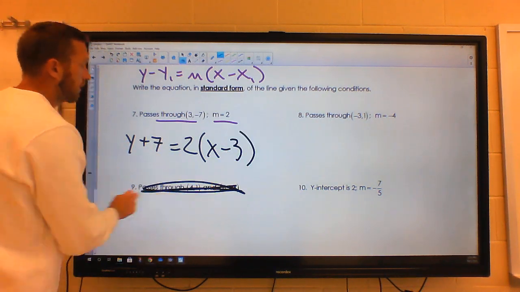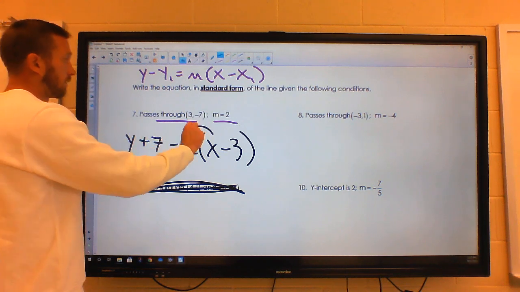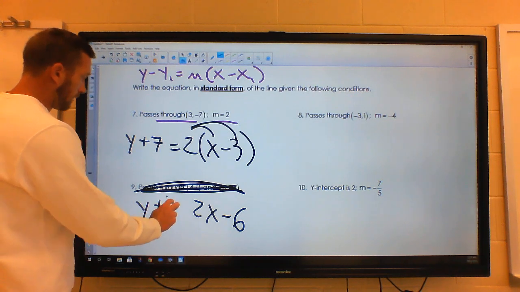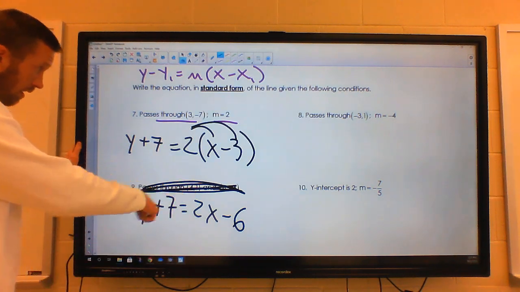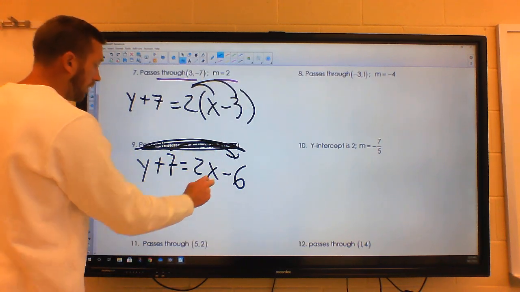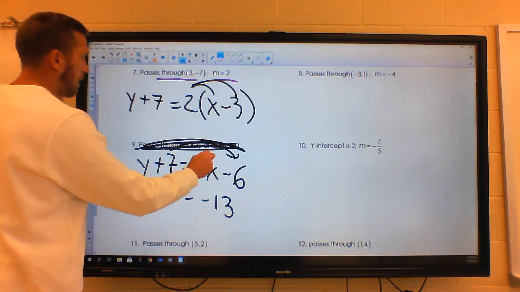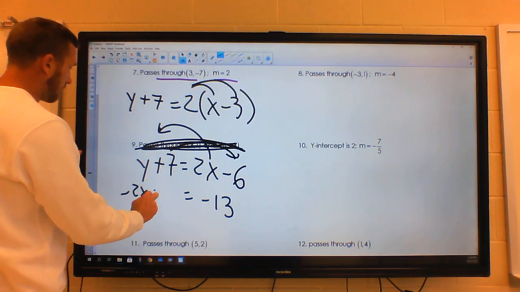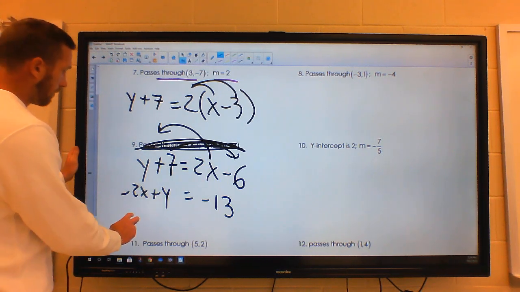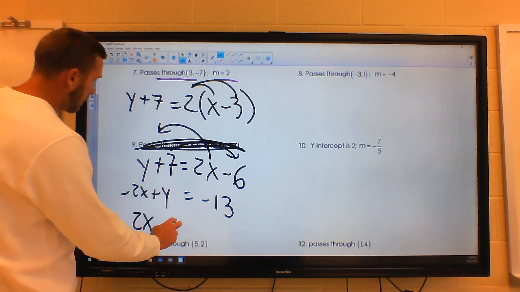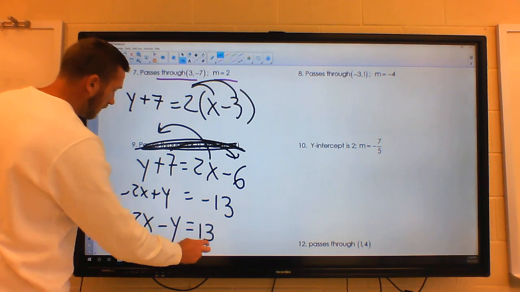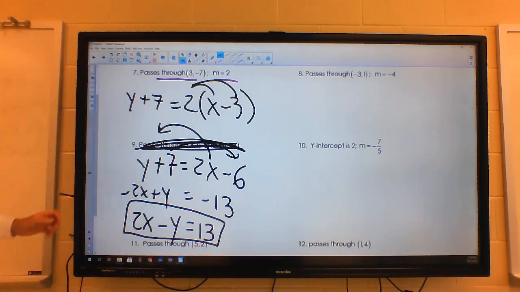Let me scratch that off, give myself a little bit more space here. Multiply this out. 2x minus 6. y plus 7 equals 2x minus 6. Okay, we're going into standard form, so I'm going to simultaneously move this 7 over and create negative 13, while I move this 2x over and make it negative 2x plus y. This is a negative for our x. We want to negate that and make it a positive, so 2x minus y equals positive 13.